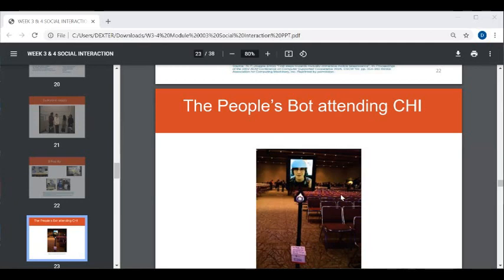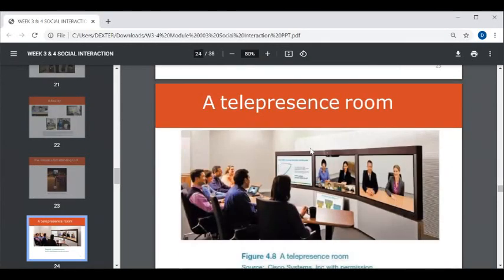Okay, so this is an example of a telepresent robot. Okay, so as you can see, it can roam around the venue. So telepresent robots are also being investigated to determine whether they can help people with development difficulties visit places remotely, such as museums. Okay, so that is also being studied. Okay, so this is an example of a telepresent room.